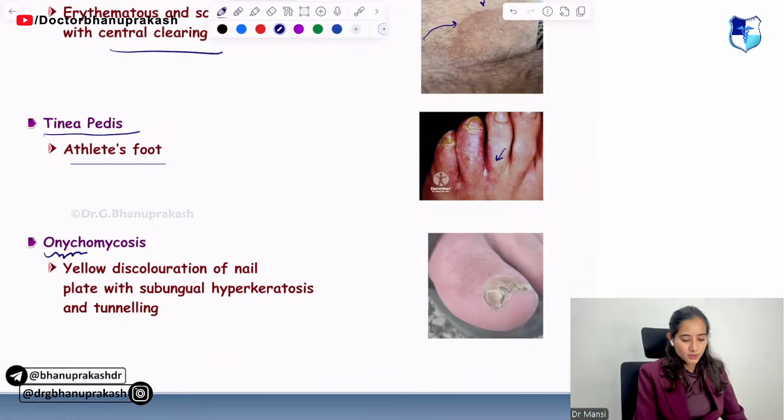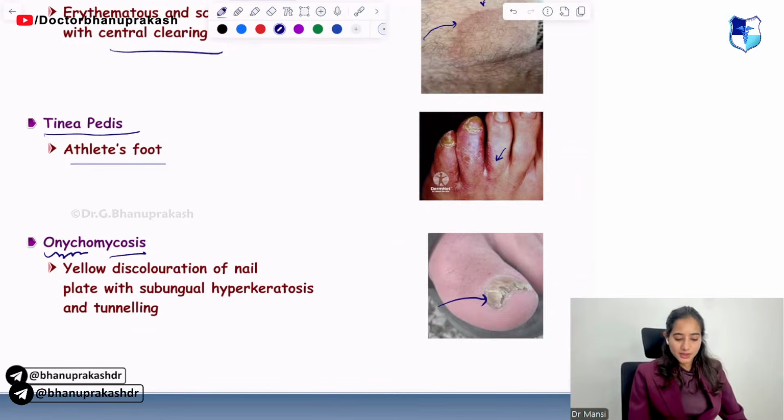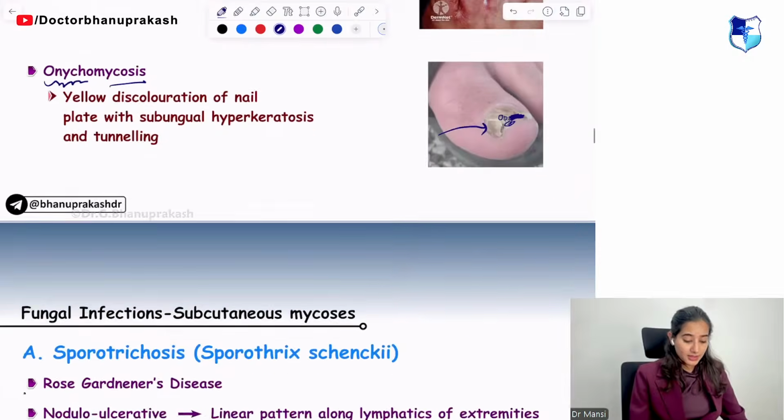Then we have onycho, the word for the nail, mycosis, the fungal infection. So you can see there is a yellow discoloration of the nail plate, where you can see thickening, hyperkeratosis of the nail plate is happening. And you can also see the tunneling. So these are the characteristic findings of onychomycosis.